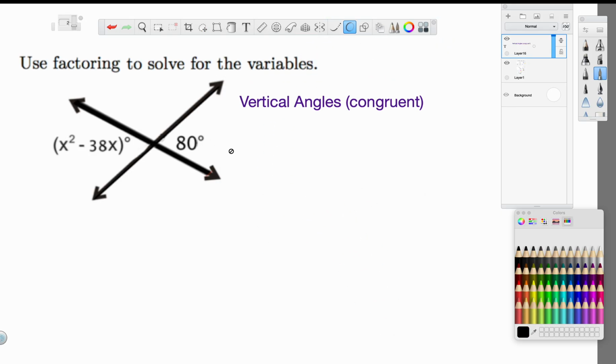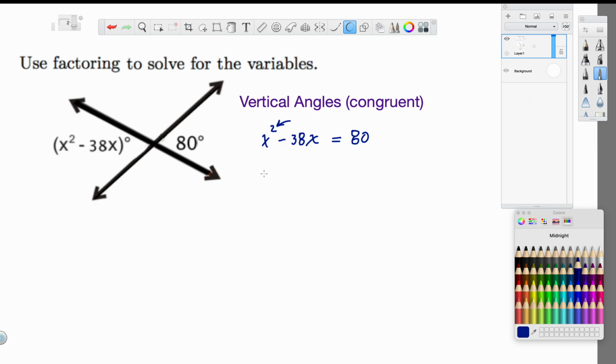And so I'm going to set x squared minus 38x equal to 80. Okay, so this is a quadratic. We have a power of 2 here, and here we have a power of 1. So we need to put this in standard form.